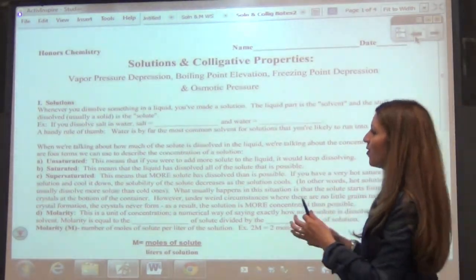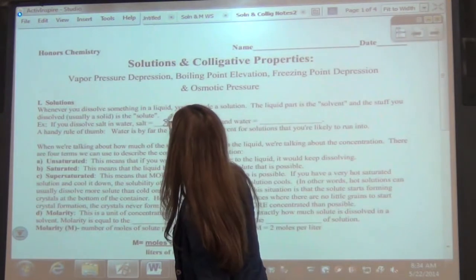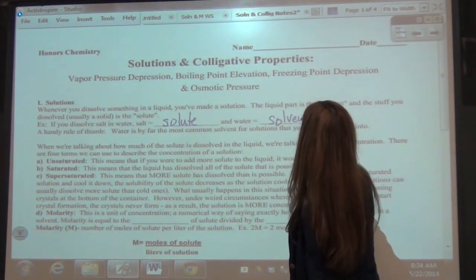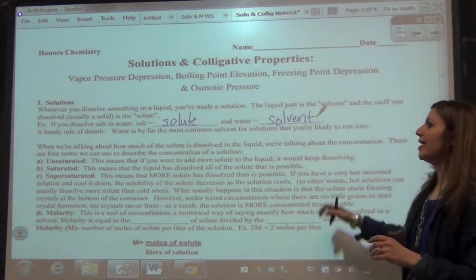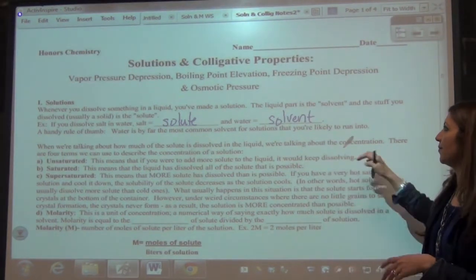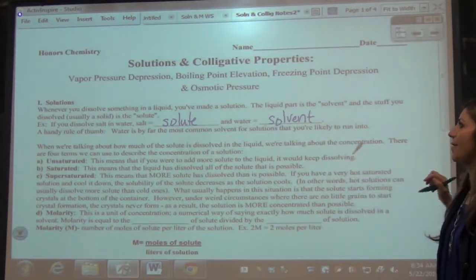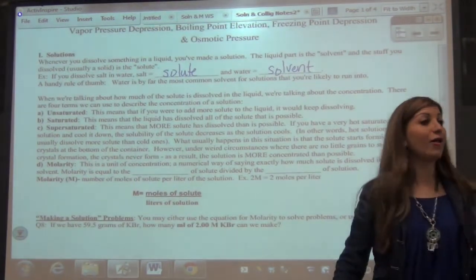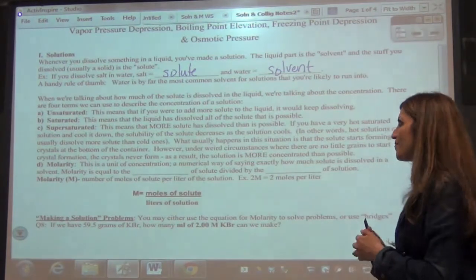So if you dissolve salt in water, salt would then be called your solute, and the water would be the solvent. Awesome. And a handy rule of thumb is water's the universal solvent, so it's the most common solvent for solutions that you're likely to run into. You could use alcohols, though, and things like that as well.